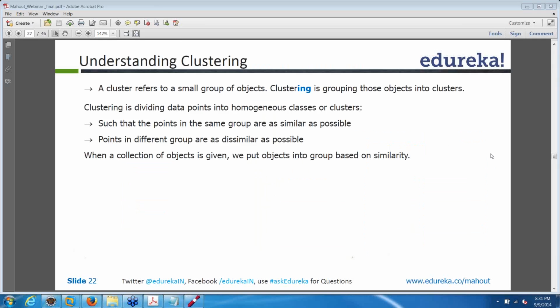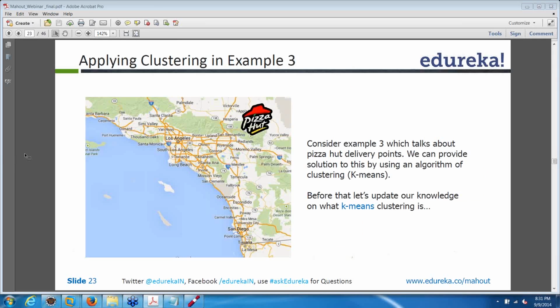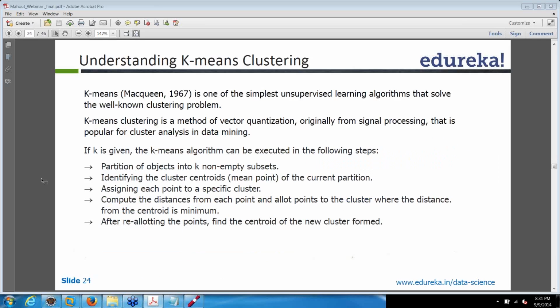So now, coming to the clustering examples, what we have seen, the pizza example, which talks about the pizza delivery points. We can provide a solution by using k-means clustering. K-means is one algorithm under the pillar of clustering. Okay, so now we'll start with k-means. It's just a kind of an intro for you, so we don't need to get into the details of the algorithm. That we'll be doing during our class.